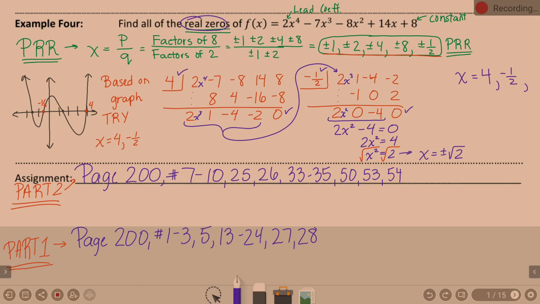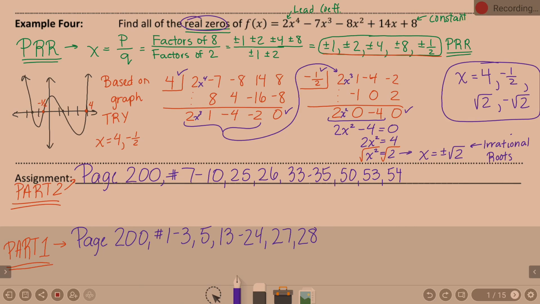What are these? These are my irrational roots. And these two up here were my rational roots. So, positive square root of 2 and negative square root of 2. Now, it asked me to find all real zeros. Does it make sense I ended up with 4?